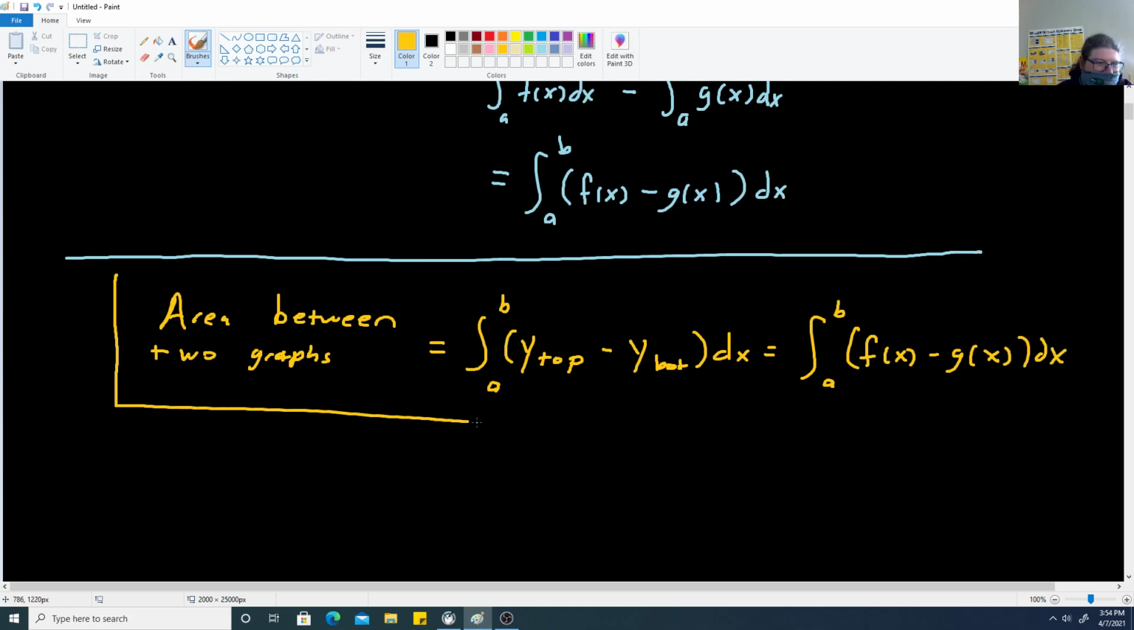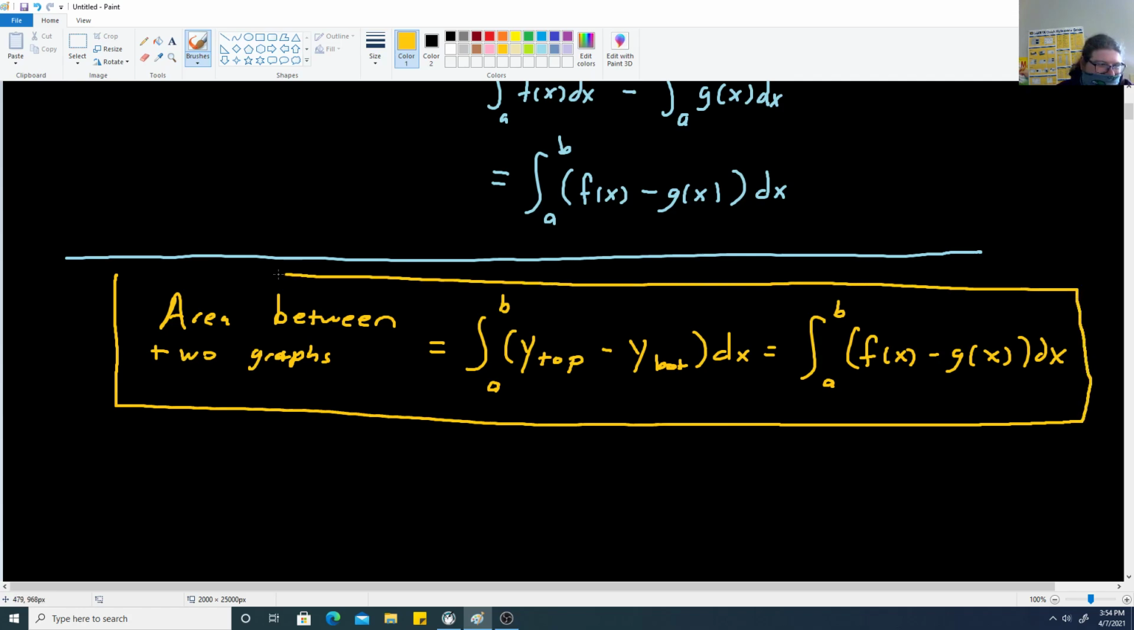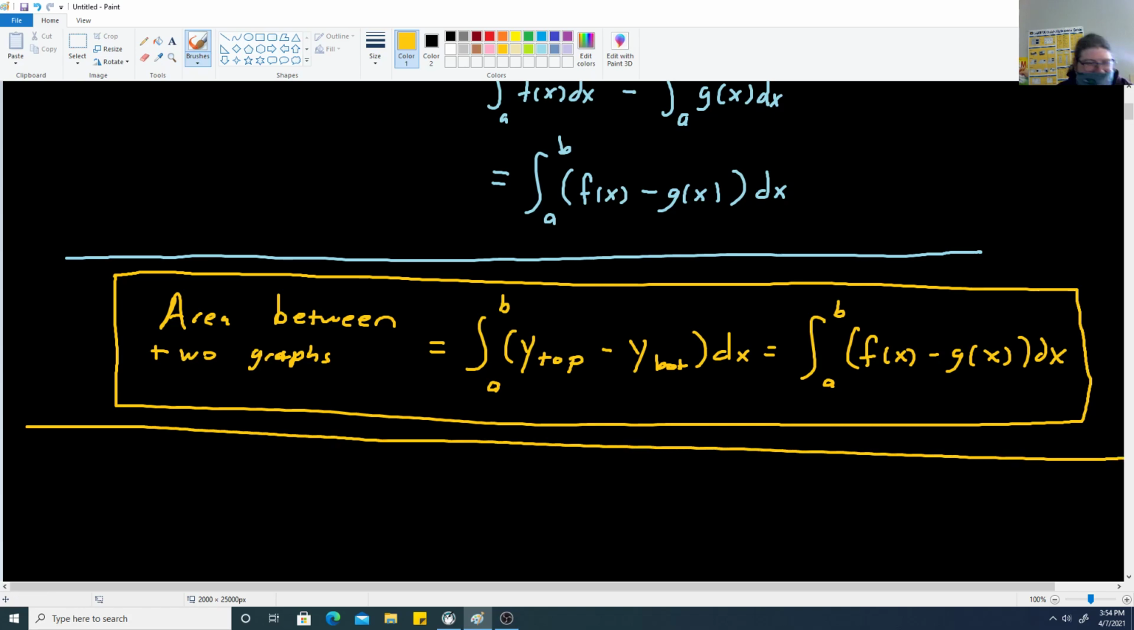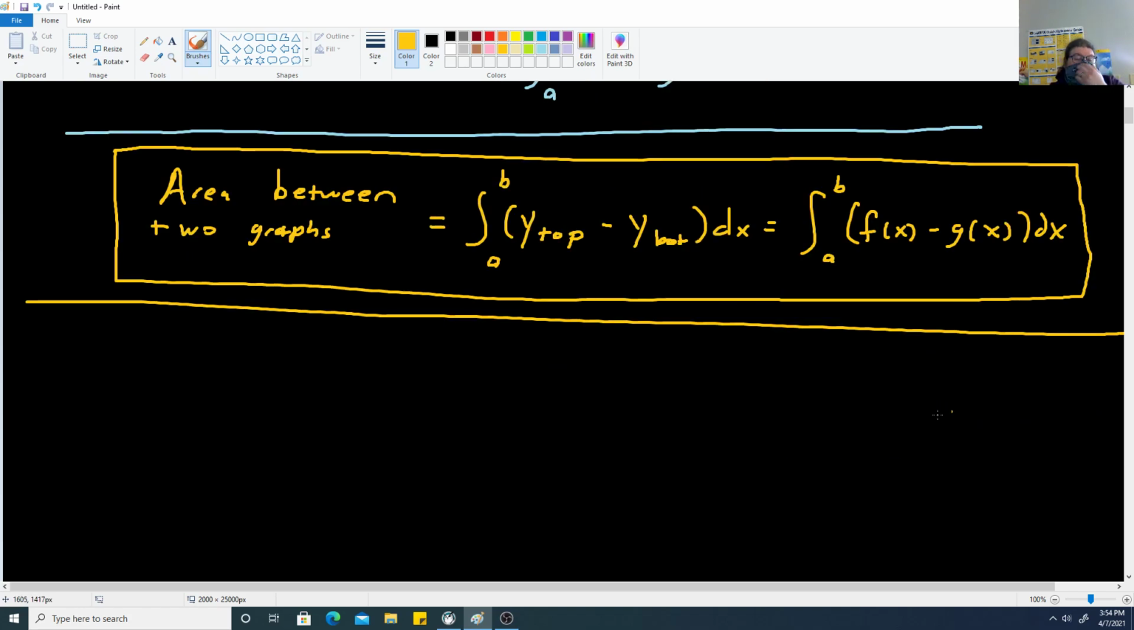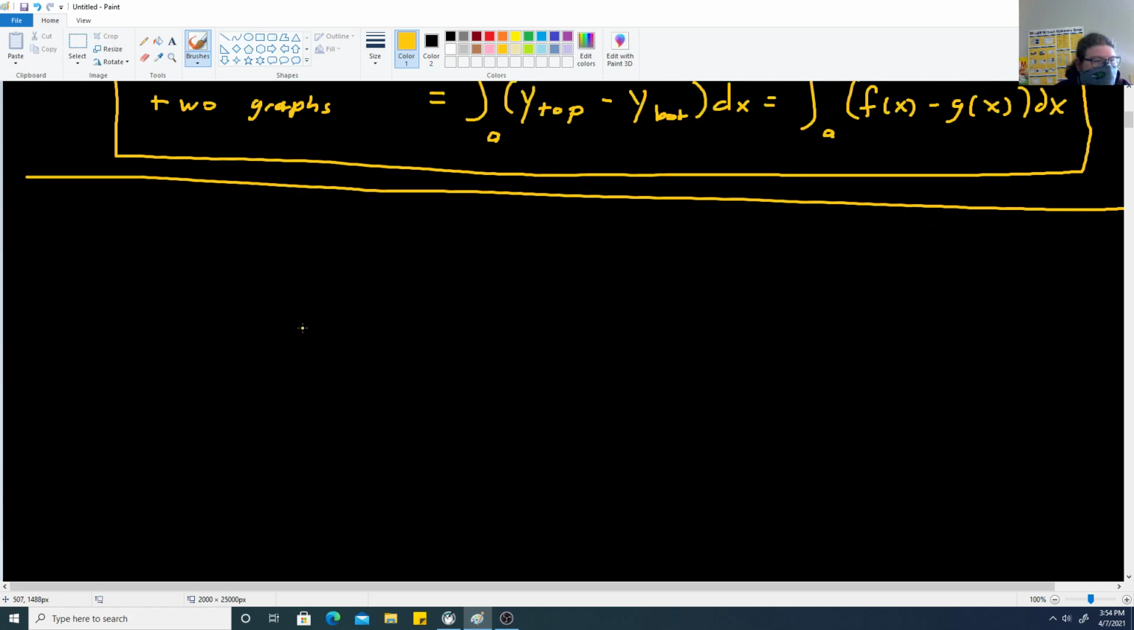So this right here tells us a method of finding the area between two curves. You figure out who's the top function, you figure out who's the bottom function, and you integrate the top function's equation minus the bottom function. So we're going to do a couple examples with this.